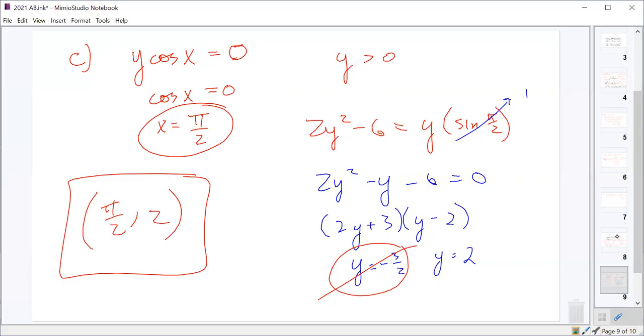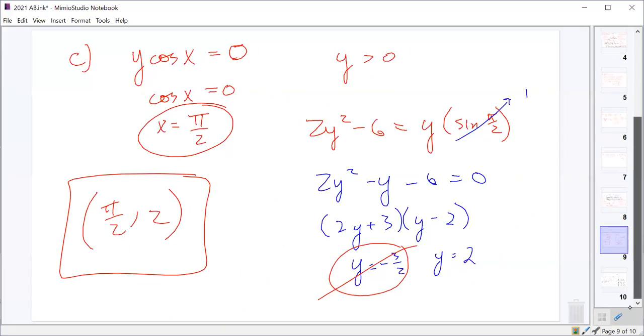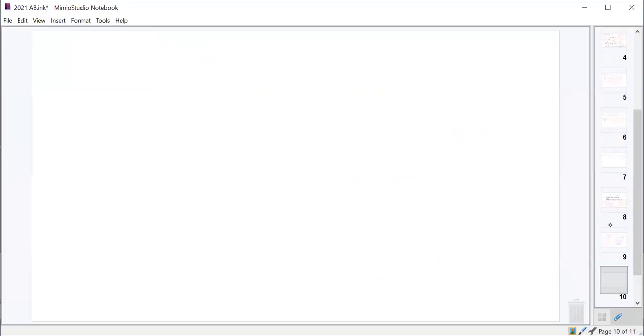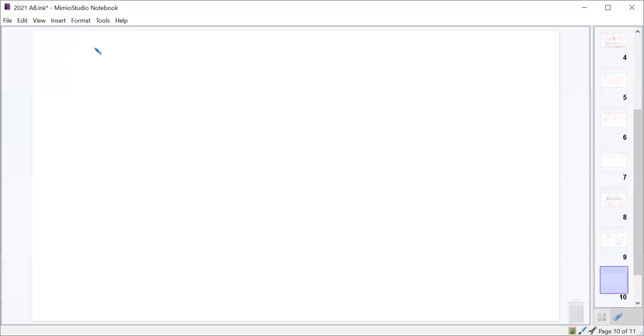All right, is there more to this one? Yeah: determine whether f has a relative min, max, or neither at the point found in part C. Justify your answer. So how do we go about doing that one? Yeah, the second derivative ought to do that for us, right? So we'll take the derivative of this, the second derivative.